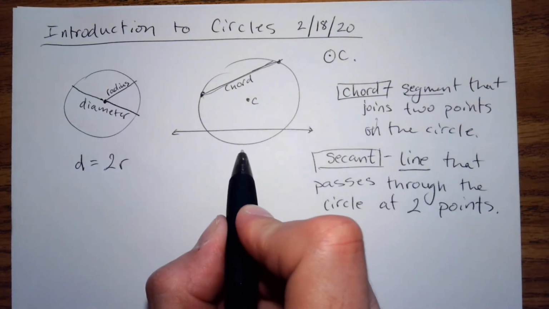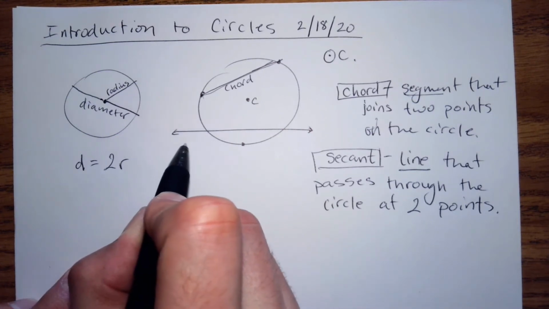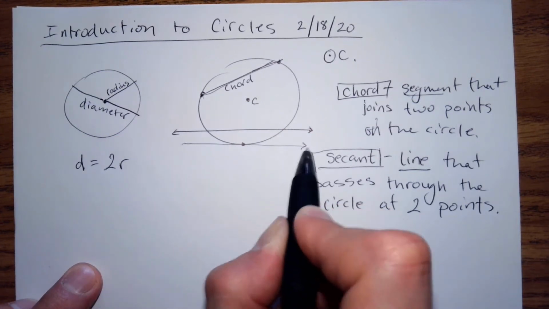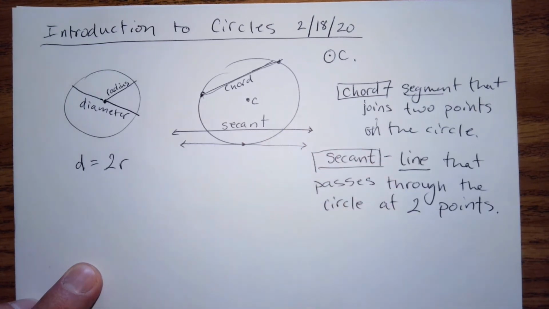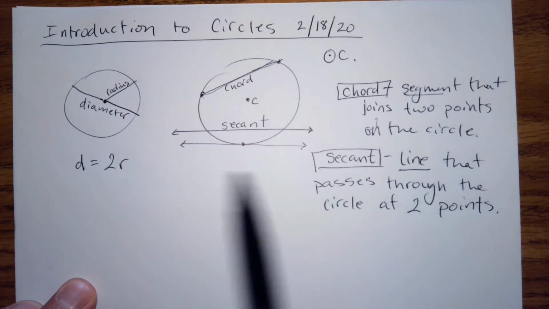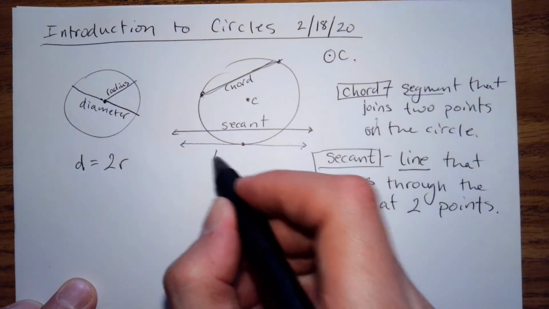And then we have another thing. Does anyone know what this bottom line is called? No? That's the tangent line.